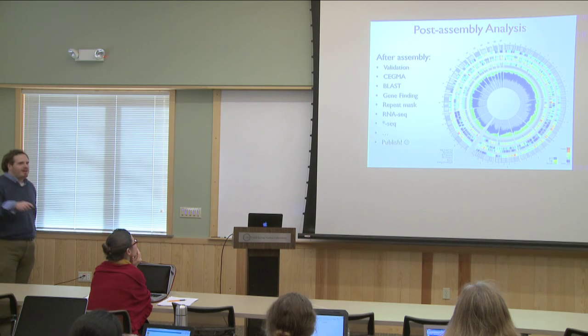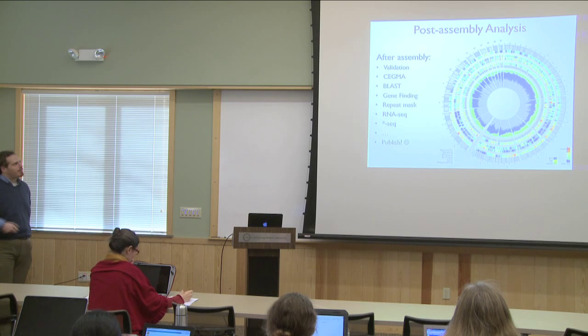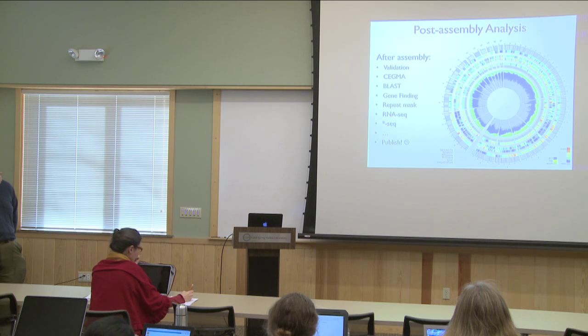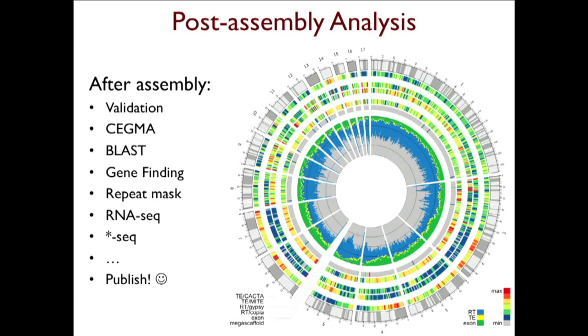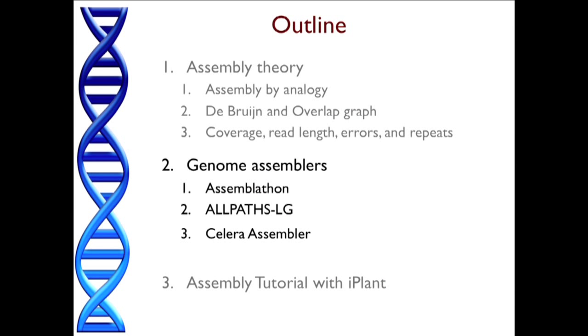Of course, though, getting to the assembly point is just step one in a genome project. Then we're going to want to do some validation that we have a reasonable assembly. Then we're going to do all this downstream analysis to annotate genes, look at expression levels, and so forth. And then it's a long road ahead of you to hopefully get to that happy state of publishing. Okay, so that was the high-level tour of what's going on.